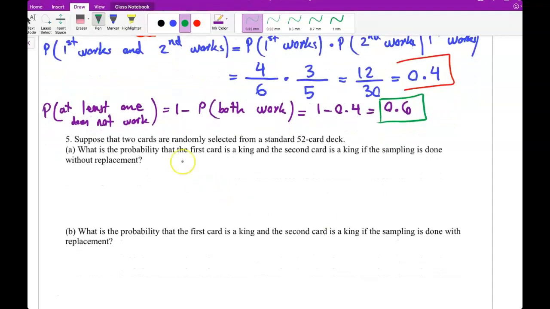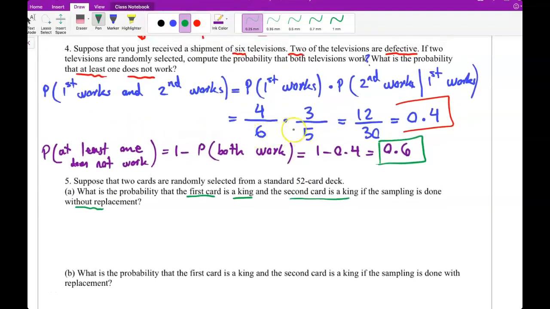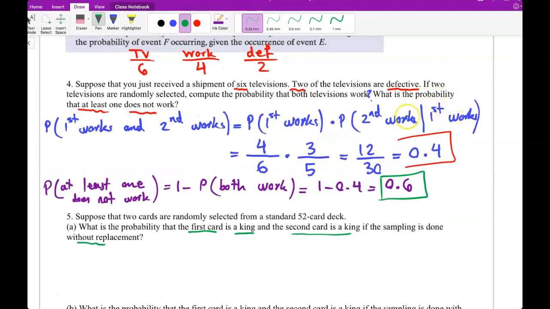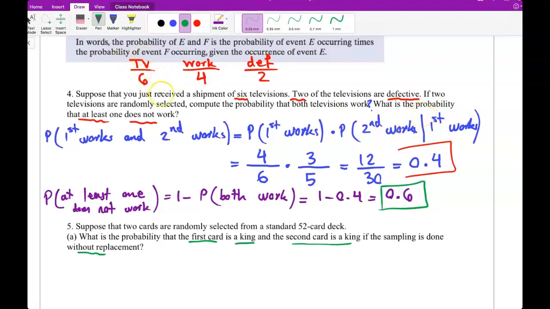Number 5, suppose that 2 cards are randomly selected from a 52 card deck. What is the probability that the first card is king, and the second card is king, if the sampling is done without replacement? What does that mean? Here, exactly the same as this one. Without replacement means when I had that first TV, I didn't replace it in that sample space and then try to choose the second TV.